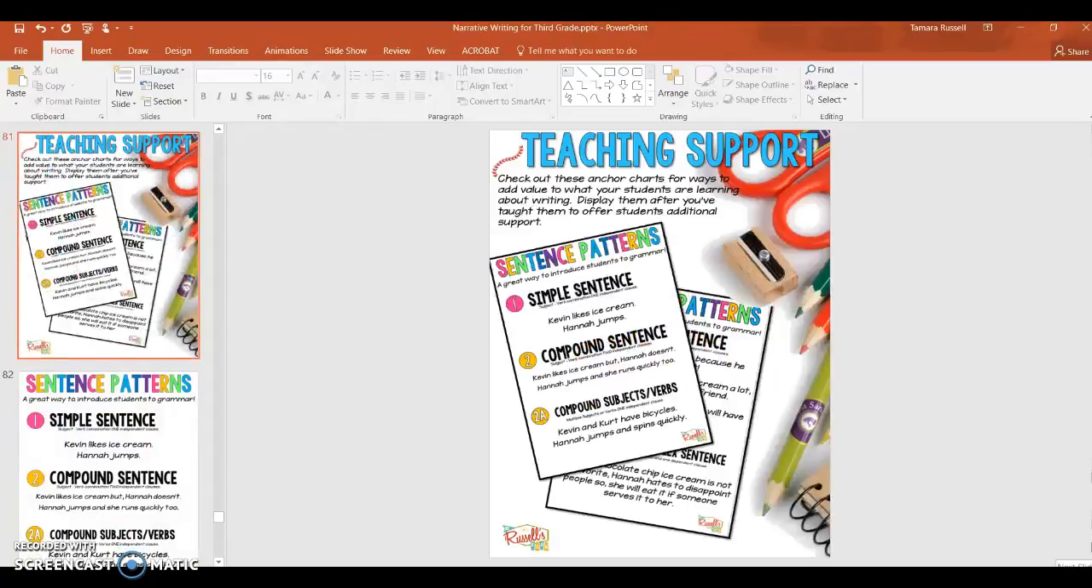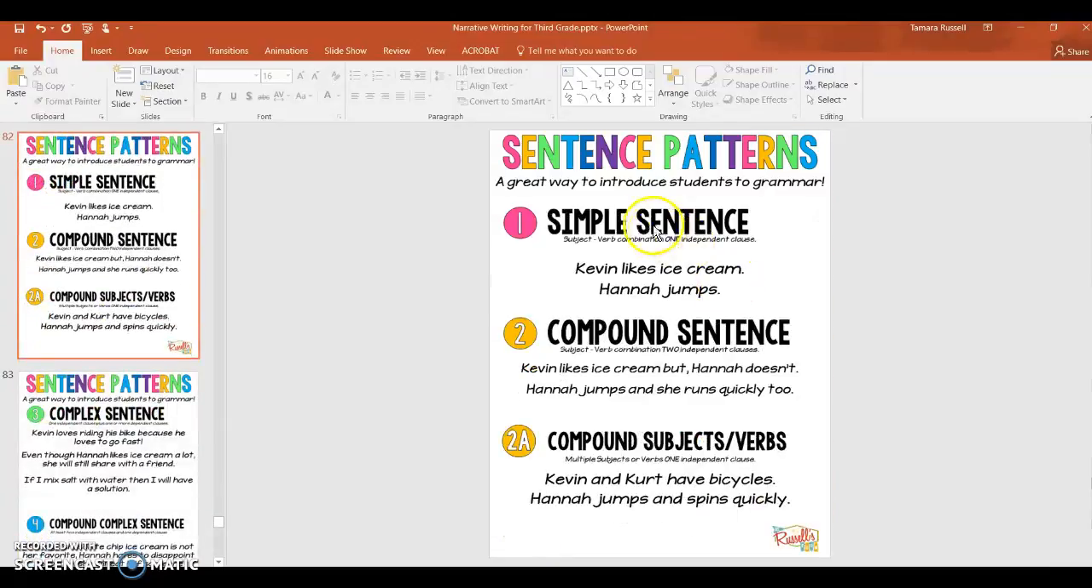All right, the last thing I have for you is some teaching support anchor charts that you can use. You can print and put them on your board when you're teaching your students. One of the things that I feel like increases the rigor in my students' work is sentence structure. And so I have some sentence pattern sheets for you so that you can see some of the types of sentence structure that will be present in writing.